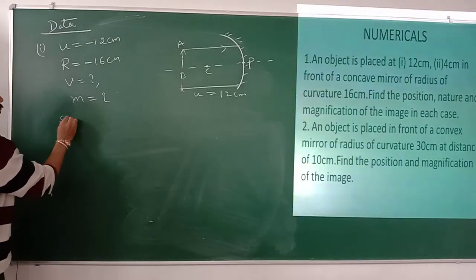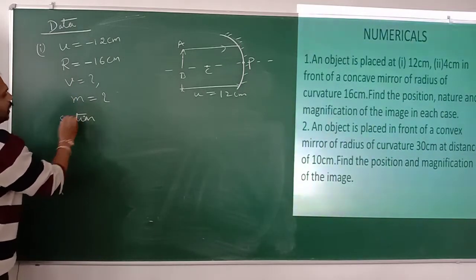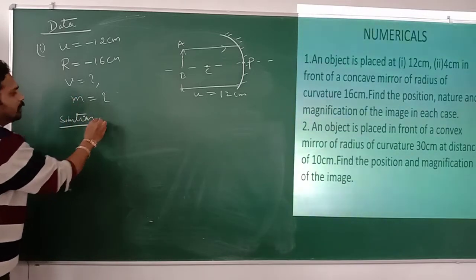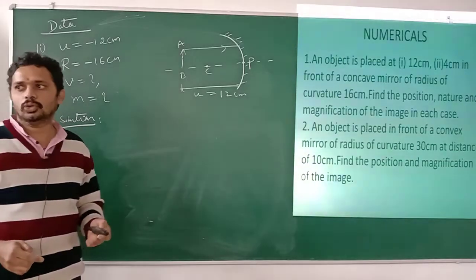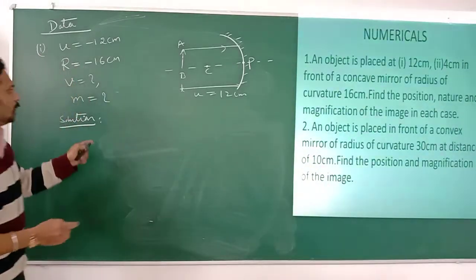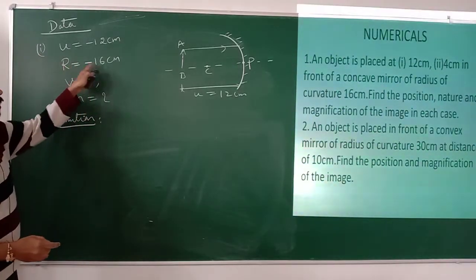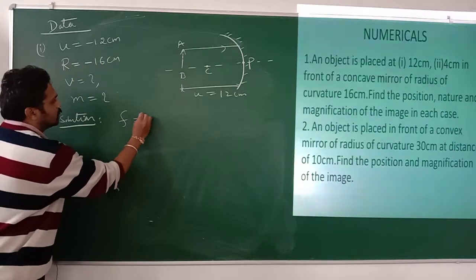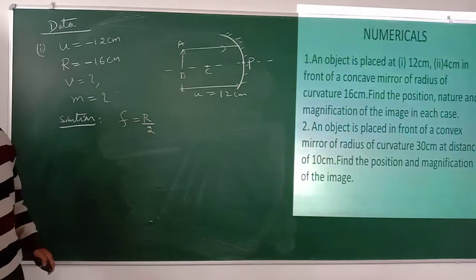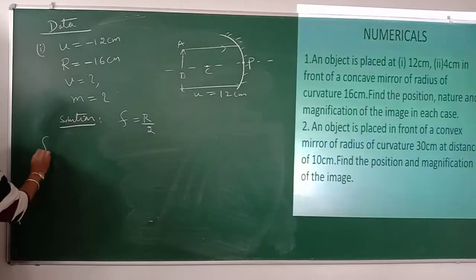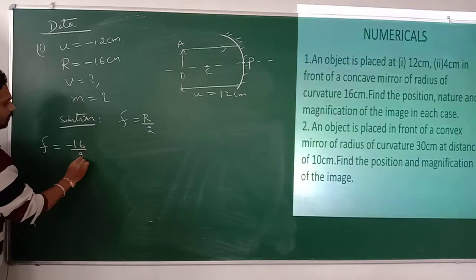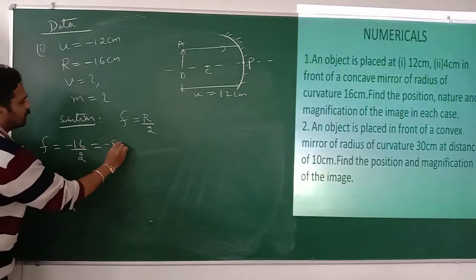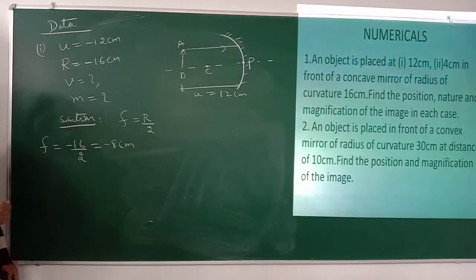Now for this data, we know the mirror equation, because I am to find v: 1 by f is equal to 1 by u plus 1 by v, but we need f. First you have to calculate f by using the relation f is equal to r by 2. What is r? Minus 16 by 2. It is minus 8 centimeter. Focal length is negative for a concave mirror.